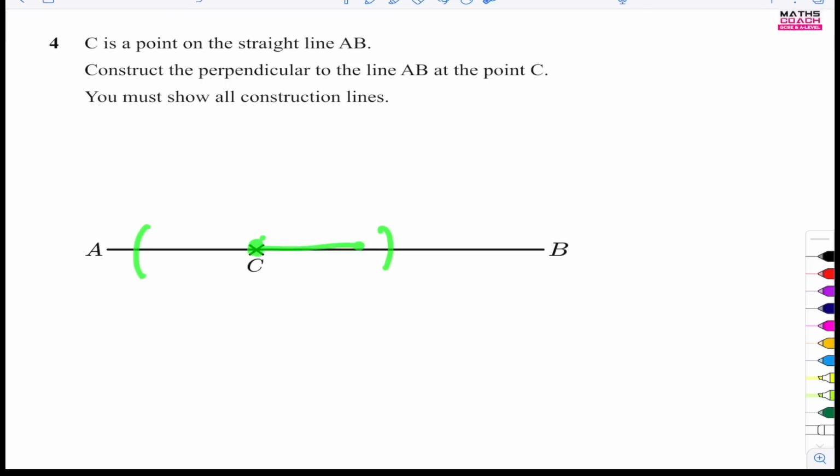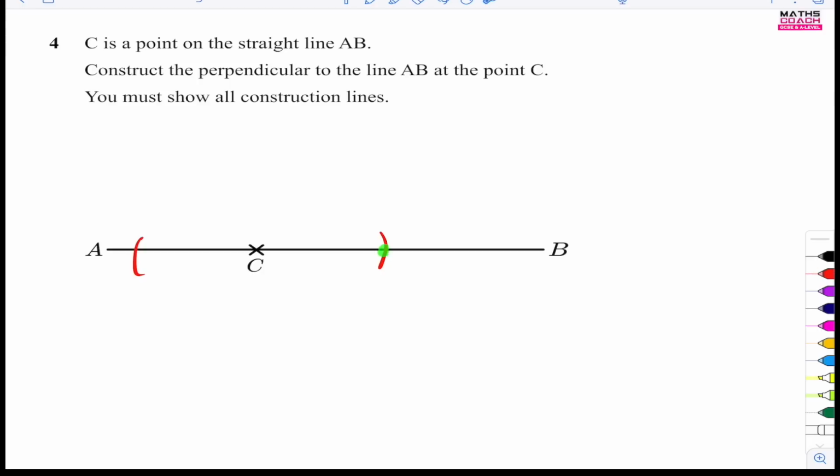Now the same length. This has to be the same length. And you might be wondering, how long does it have to be? It doesn't have to be a particular length, as long as it's away from that line. And don't change it when you go to the other side. So do one here and one here. I'm just going to do one like that. So I've drawn my arc.